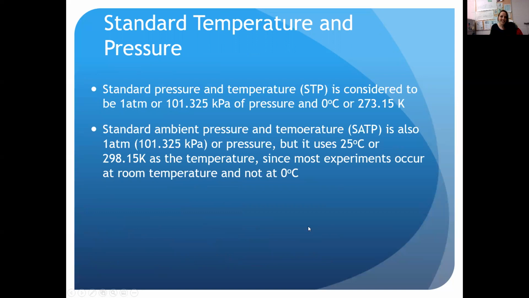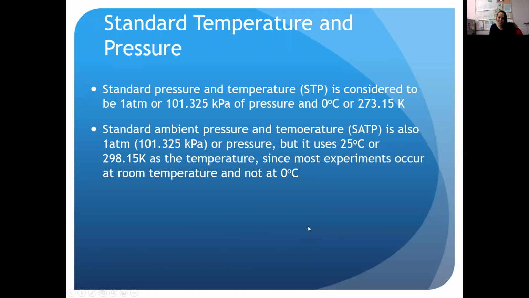When we're talking about standard temperature and pressure, these are amounts that you have to be familiar with. So standard temperature and pressure, STP, is 1 atmosphere, which is the same as 101.325 kilopascals. It's easier to remember just 1 atmosphere of pressure and 0 degrees Celsius. So 1 atmosphere of pressure, 0 degrees Celsius is our STP. Of course, in any calculations, you would have to convert that 0 degrees Celsius into Kelvin by adding 273.15.